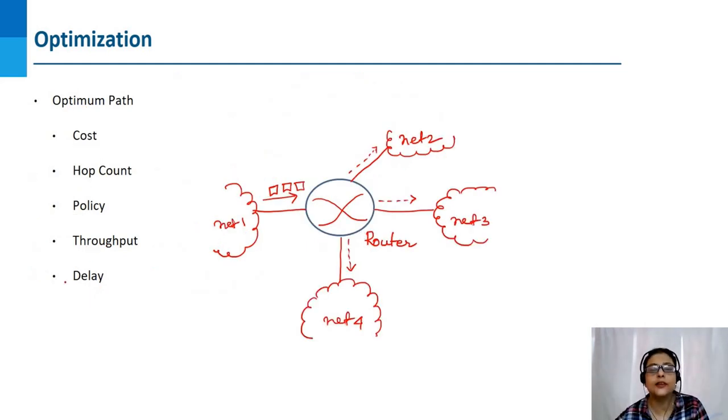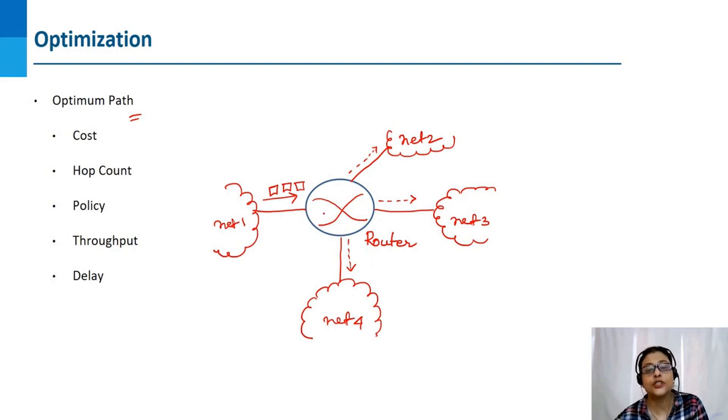Now let us consider this network. There are 4 networks, network 1, 2, 3 and 4. In between we have a router. Now as per the optimum path, we have a network 1 which wants to send 3 packets, we can see, to either network 2, network 3 or network 4 through the router.